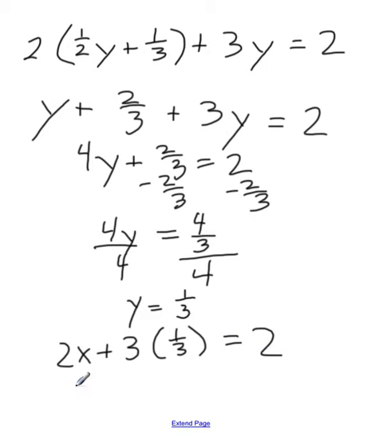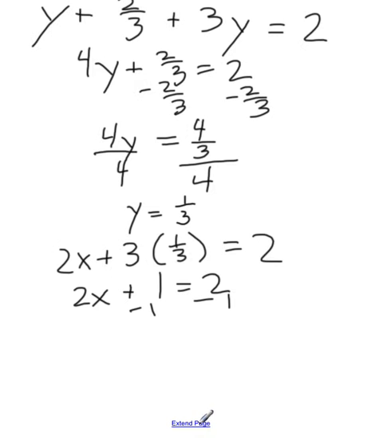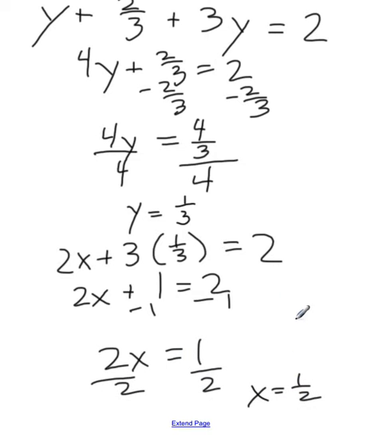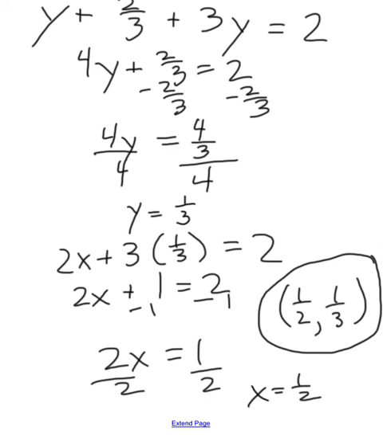That came from the top. Now when I solve that, I have 2x plus 1 equals 2. Subtract 1, I get 2x equals 1, divide by 2, and x equals 1/2. So my final answer is 1/2, 1/3. So it really wasn't too bad after all. So that is solving by substitution.